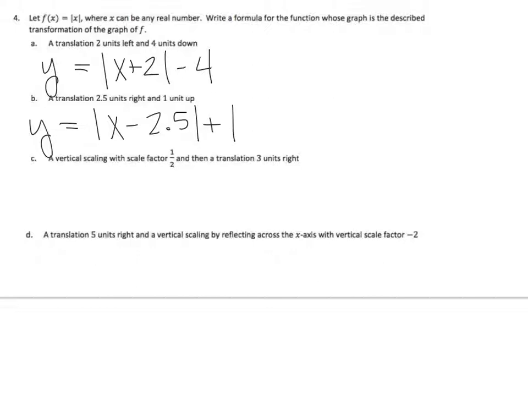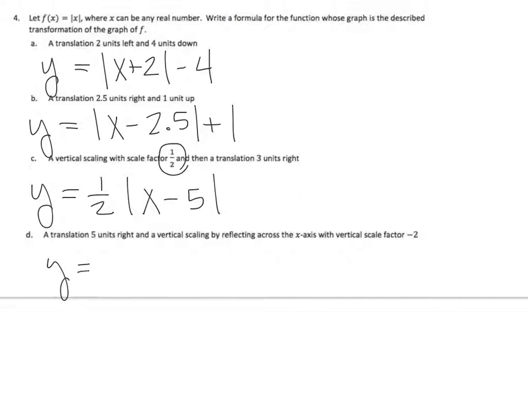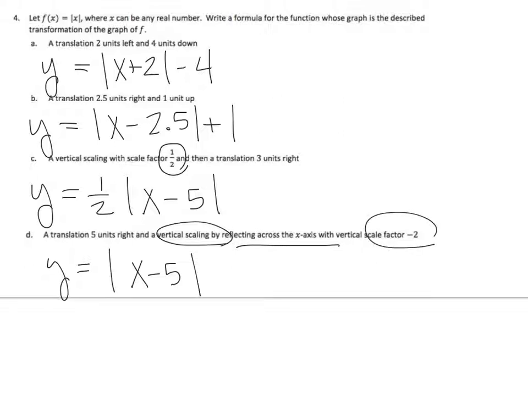See the pattern? A vertical scaling with a scale factor of 1/2. That's a shrink, so I put that on the outside. And a translation 3 units right. Right is the positive direction, so I go -5. Sort of fun. A translation 5 units right. Right is the positive direction. And a vertical scale by reflecting across the x-axis. So I need to squeeze a -2 in there.